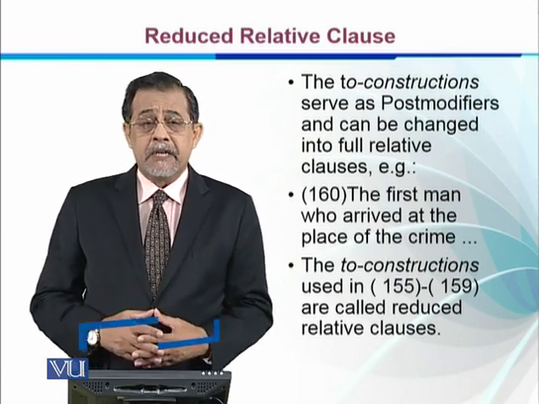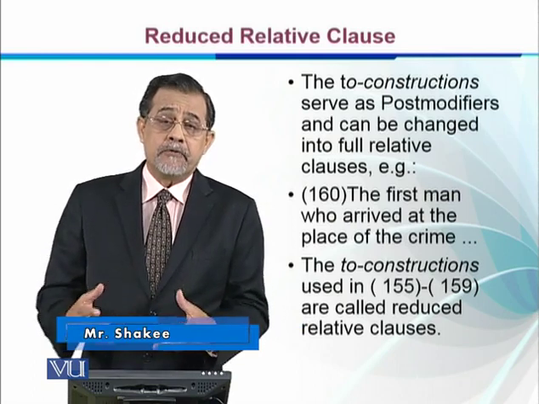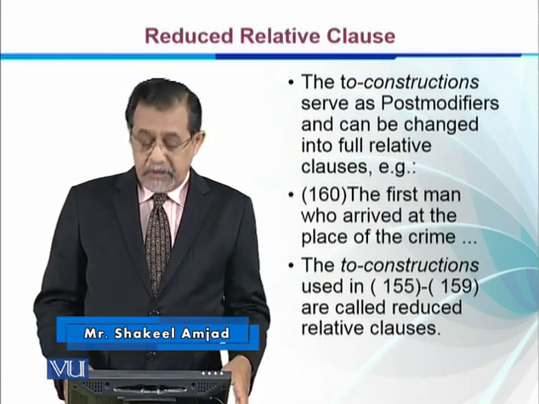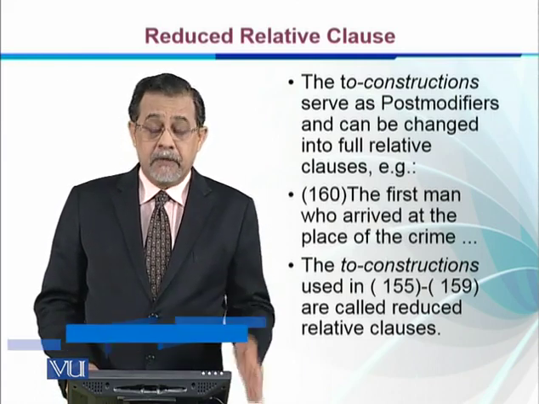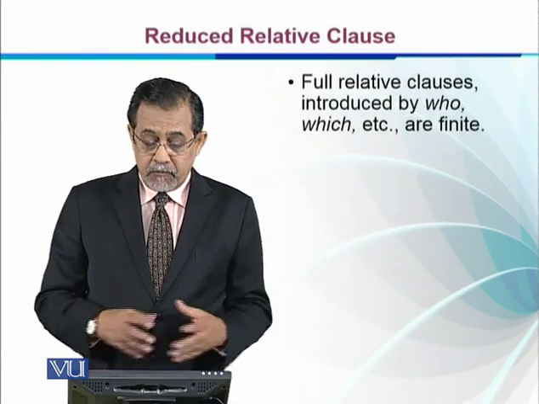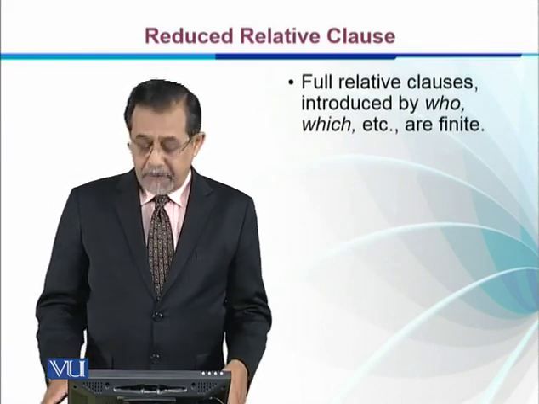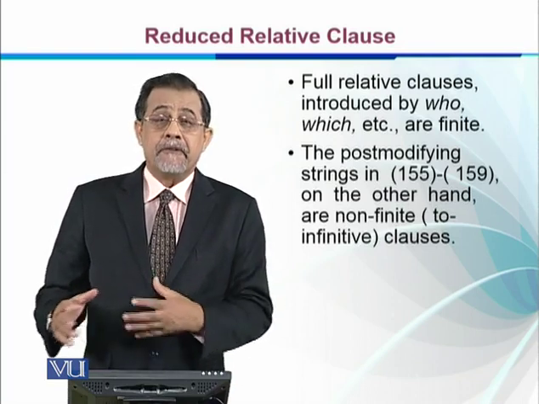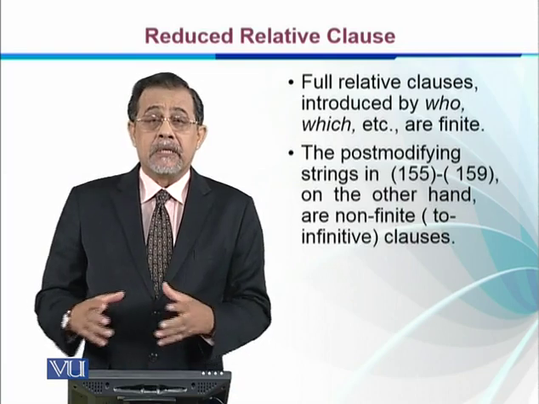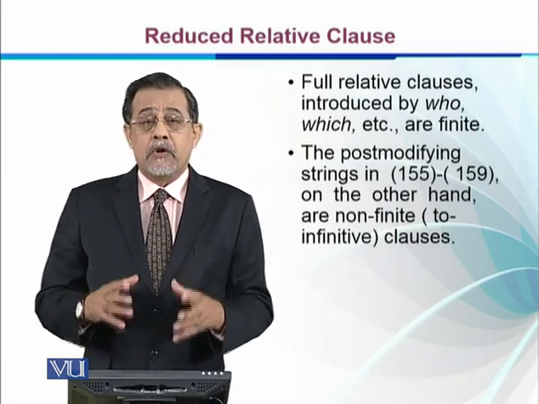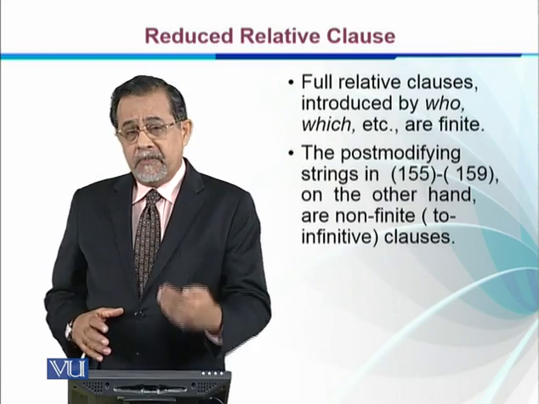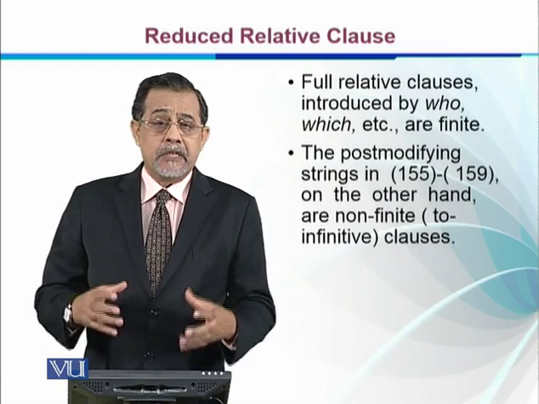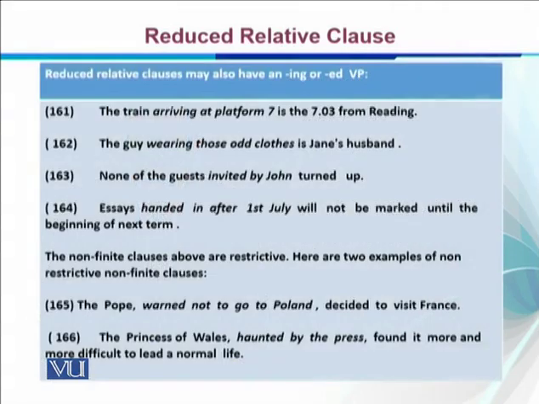Instead of the to-infinitive construction, they can also be given with other types of verb forms. Full relative clauses introduced by 'who' are finite, but the post-modifying strings in 155 and 159, on the other hand, with to constructions, are non-finite. So when we have a full relative clause, it is finite, and when it is reduced, it is non-finite, right?